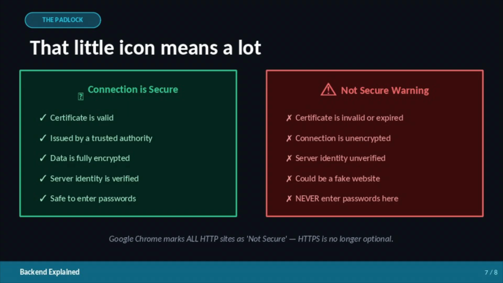If you ever visit a site and see a warning that says your connection is not private, that means the certificate is invalid, expired, or missing. That is your browser telling you the TLS handshake failed and the connection is not secure. Never enter any sensitive information on such a site. Every major platform you use, YouTube, Twitter, Gmail, your bank, they all run HTTPS. It is not optional anymore. In fact, Google Chrome marks any HTTP site as not secure in the address bar.